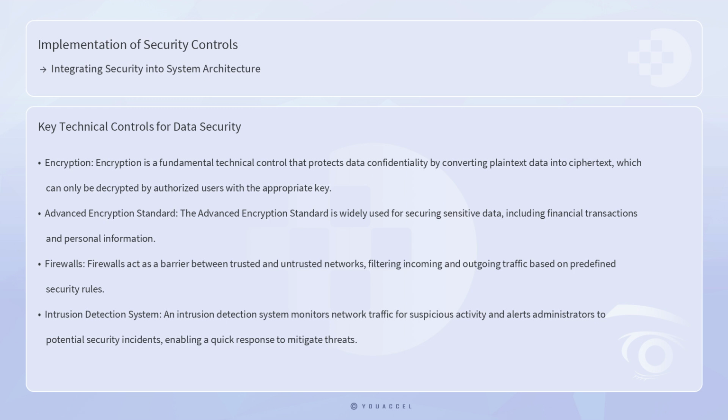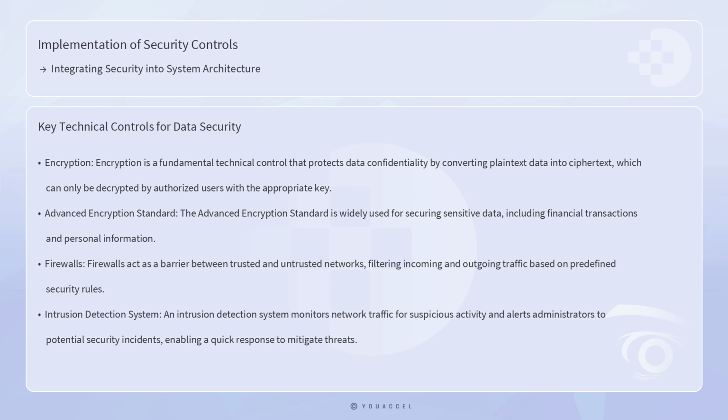Encryption is a fundamental technical control that protects data confidentiality by converting plaintext data into ciphertext, which can only be decrypted by authorized users with the appropriate key. For example, the Advanced Encryption Standard is widely used for securing sensitive data, including financial transactions and personal information.